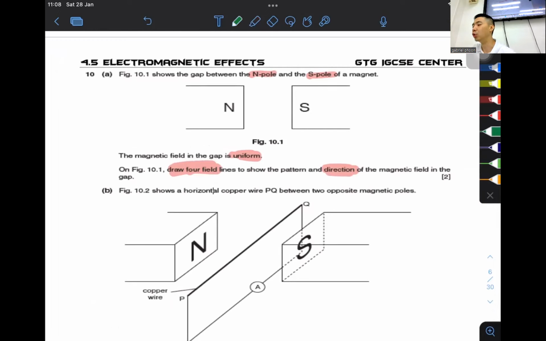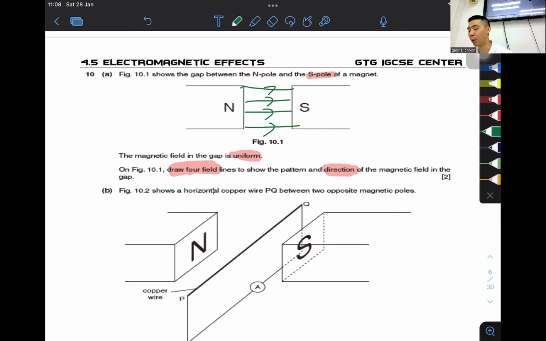Now the trick here is you could either draw one curve here, another curve here, and then 2 in between, which would ideally be equal distance apart, right? Or you could have just drawn straight lines. But if you have drawn the straight lines, I only want to say that number 1, make sure your arrows are done properly.